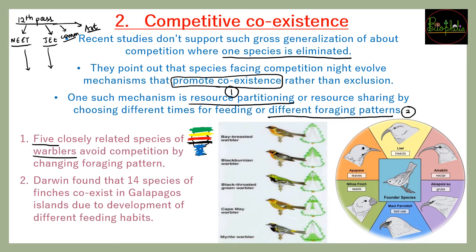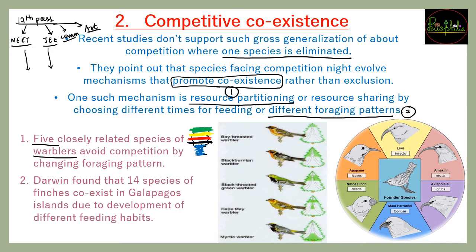So likewise एक ही tree को उन्होंने अलग अलग sections में divide करके they changed their foraging pattern, and now all the five species are going to survive onto the same tree without being excluded or eliminated from the world. So that is the example of warblers. So it is not always important कि अगर एक जीतता है तो दूसरा हारना ही चाहिए. Even the competition coexistence is occurring into the nature.